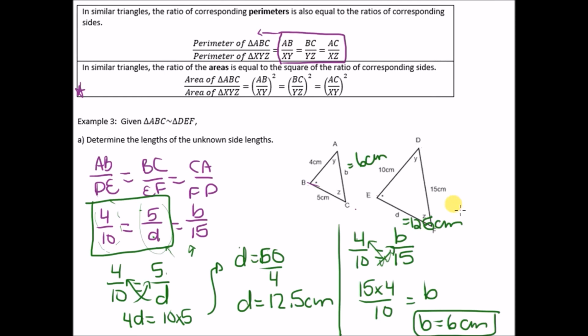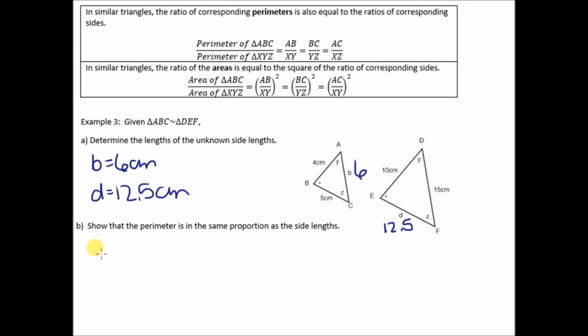Okay, so now let's do one extension onto this question. Okay, so here's the next step. Show that the perimeter is in the same proportion as the side lengths. So again, I'm going to keep 4 over 10 as my start. Now, what is the perimeter of ABC? So the perimeter of triangle ABC is 4 plus 6 plus 5. So I get 15 centimeters.